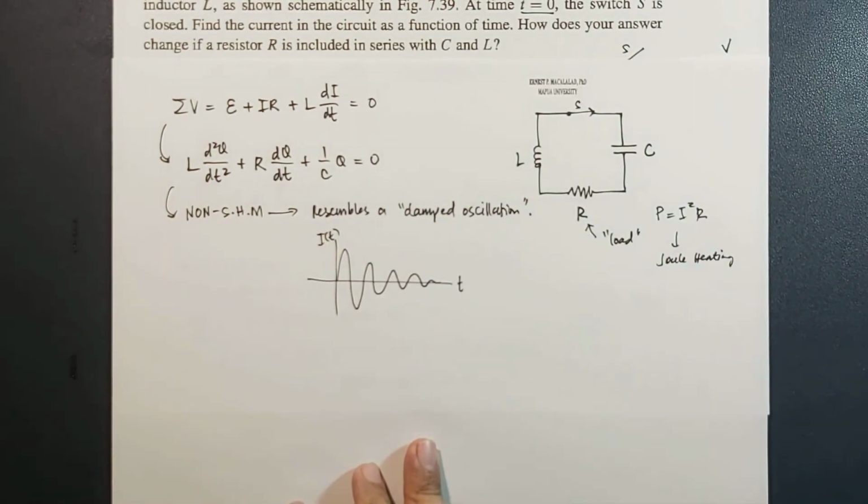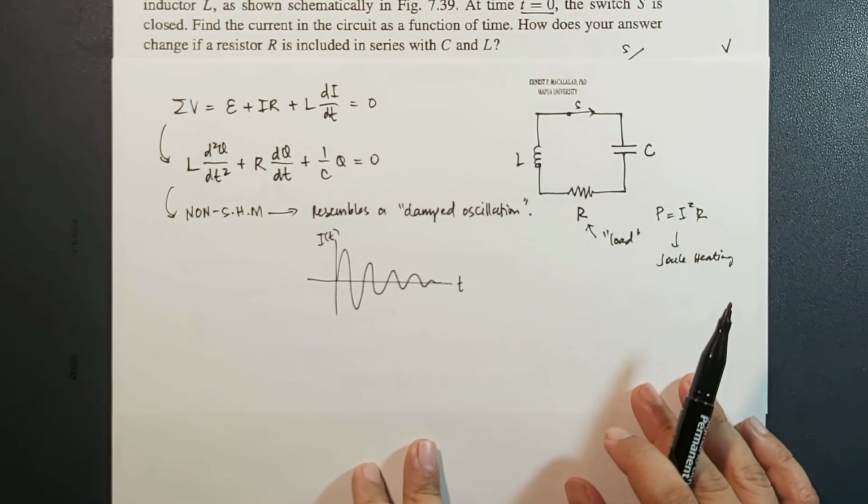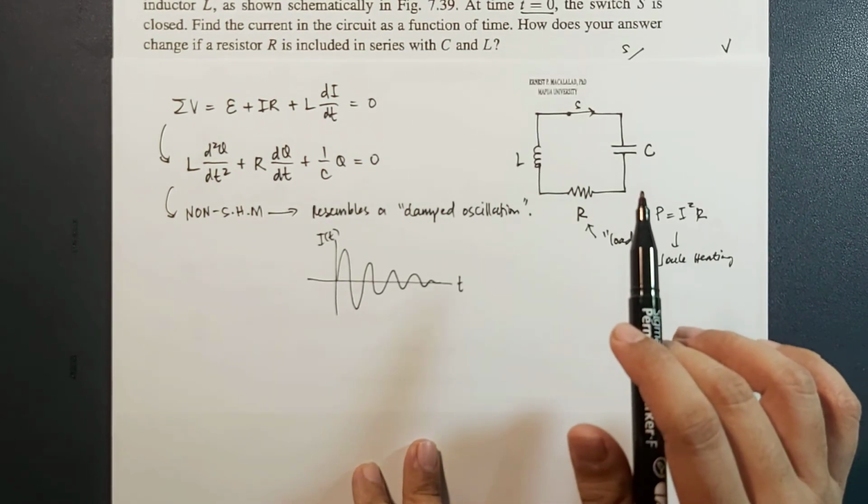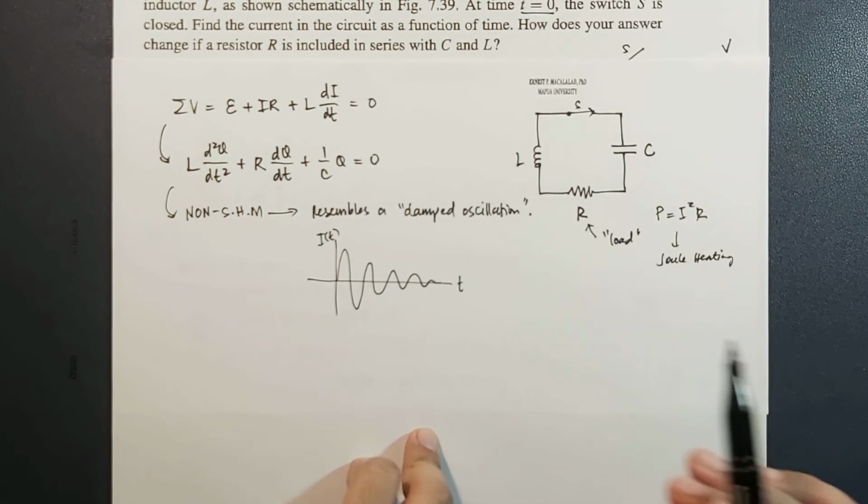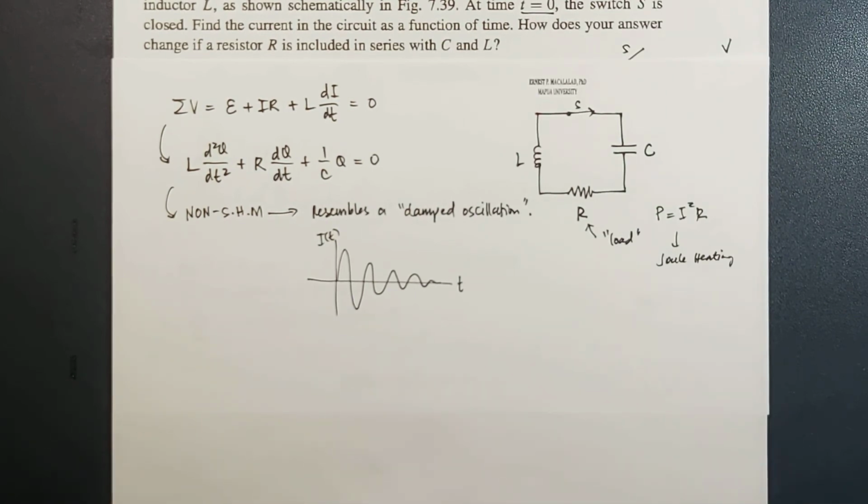Of course, this is just a sketch. You can actually calculate the charge as a function of time by referring to your lessons in theoretical mechanics or classical mechanics. So that's what happens if a resistor is included in the LC circuit. With that ends our solution to problem 7.27.